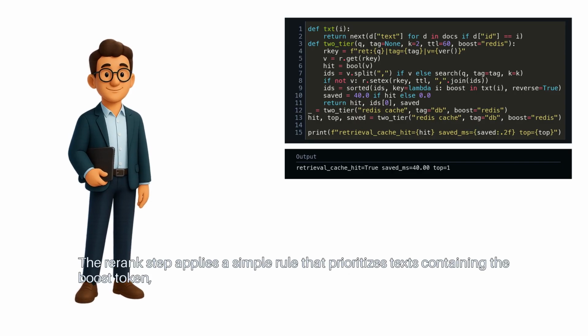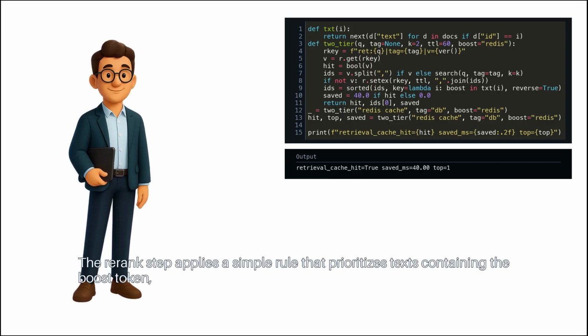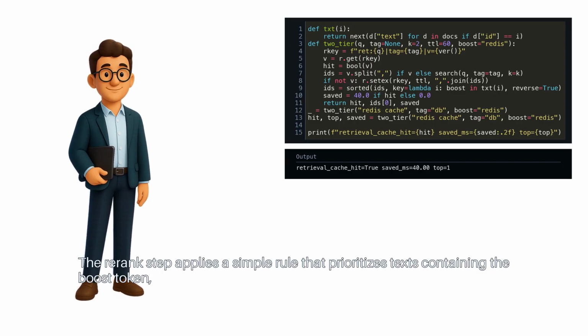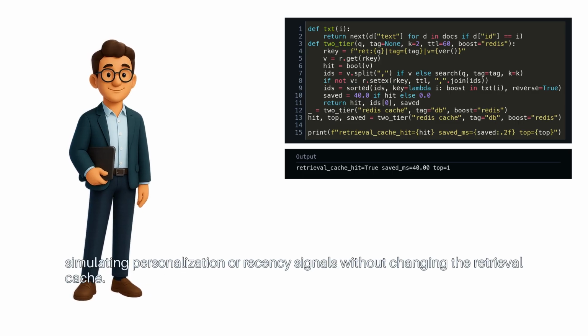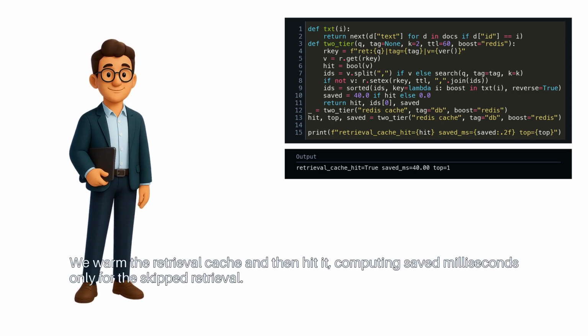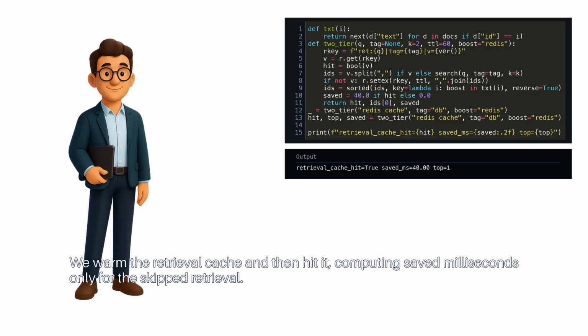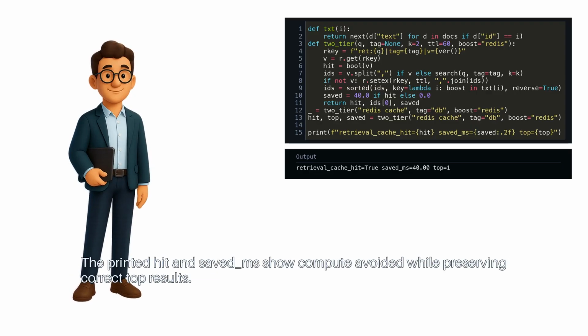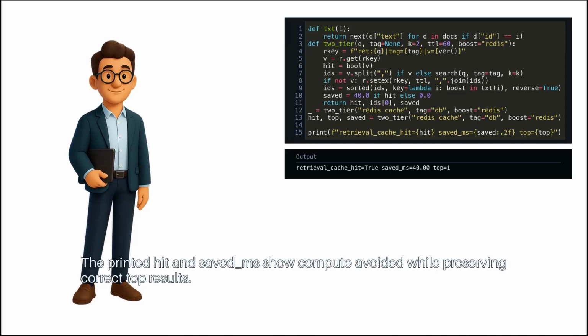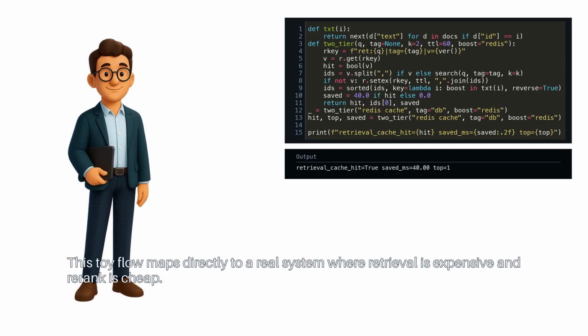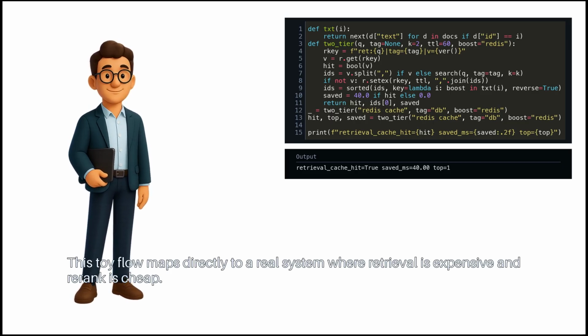The rerank step applies a simple rule that prioritizes texts containing the boost token, simulating personalization or recency signals without changing the retrieval cache. We warm the retrieval cache and then hit it, computing saved milliseconds only for the skipped retrieval. The printed hit and saved ms show compute avoided while preserving correct top results. This toy flow maps directly to a real system where retrieval is expensive and rerank is cheap.